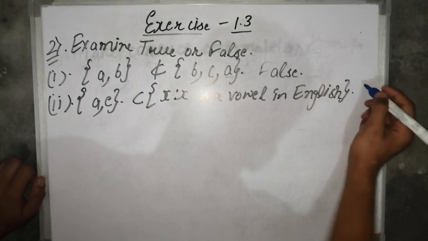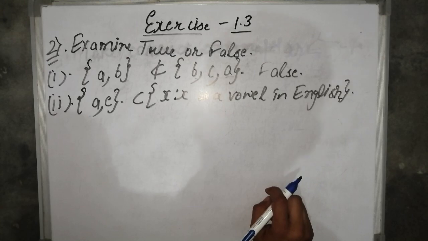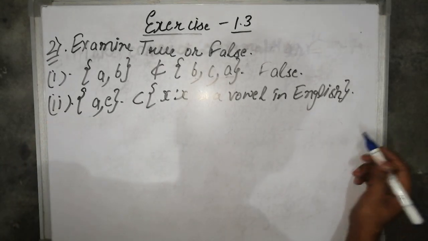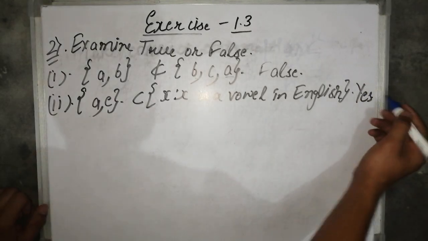So what are the vowels in English? I think A, E, I, O, U are the vowels. So is {a} a subset of {a, e, i, o, u}? Yes, it is true. Okay, now I'm writing yes for the true.